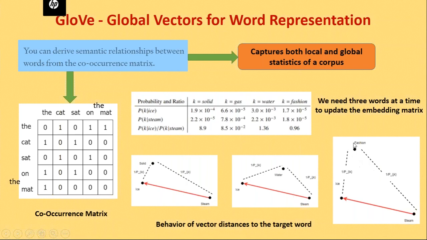Even here you can see fashion is related to neither ice nor steam. That's why the distance of fashion from ice and steam is very large. And water is equally related to ice as well as steam. That's why it is equidistant from ice as well as steam.